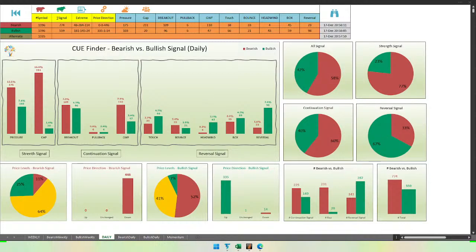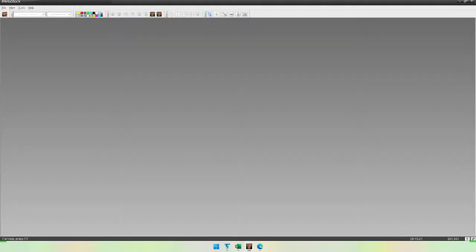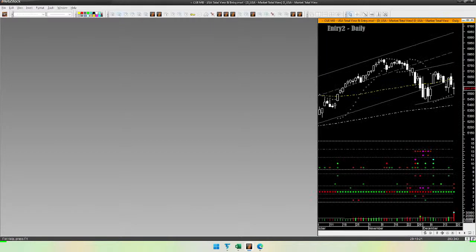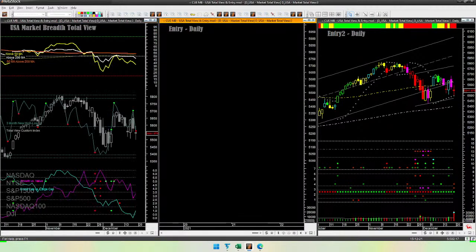What can we further infer from market analysis? From which part of market analysis? From market breadth studies. We can further look into internals, and let's look at the total view first.